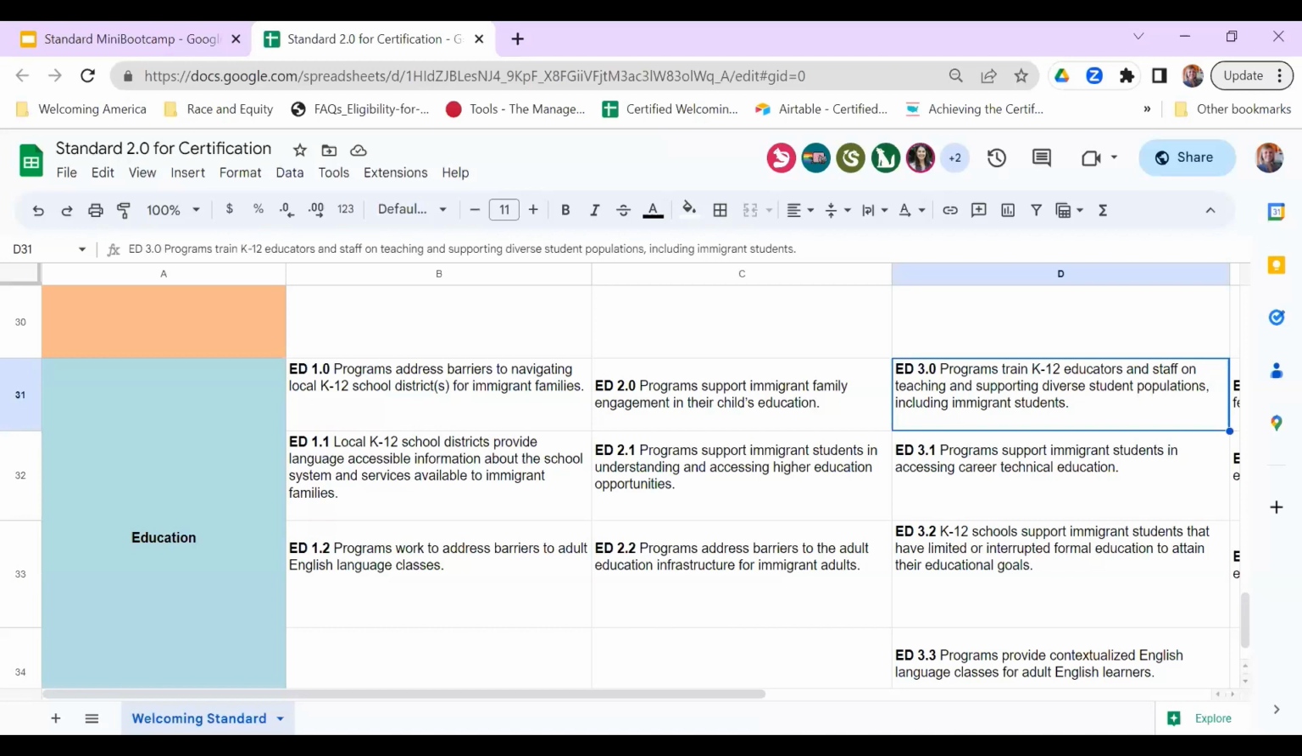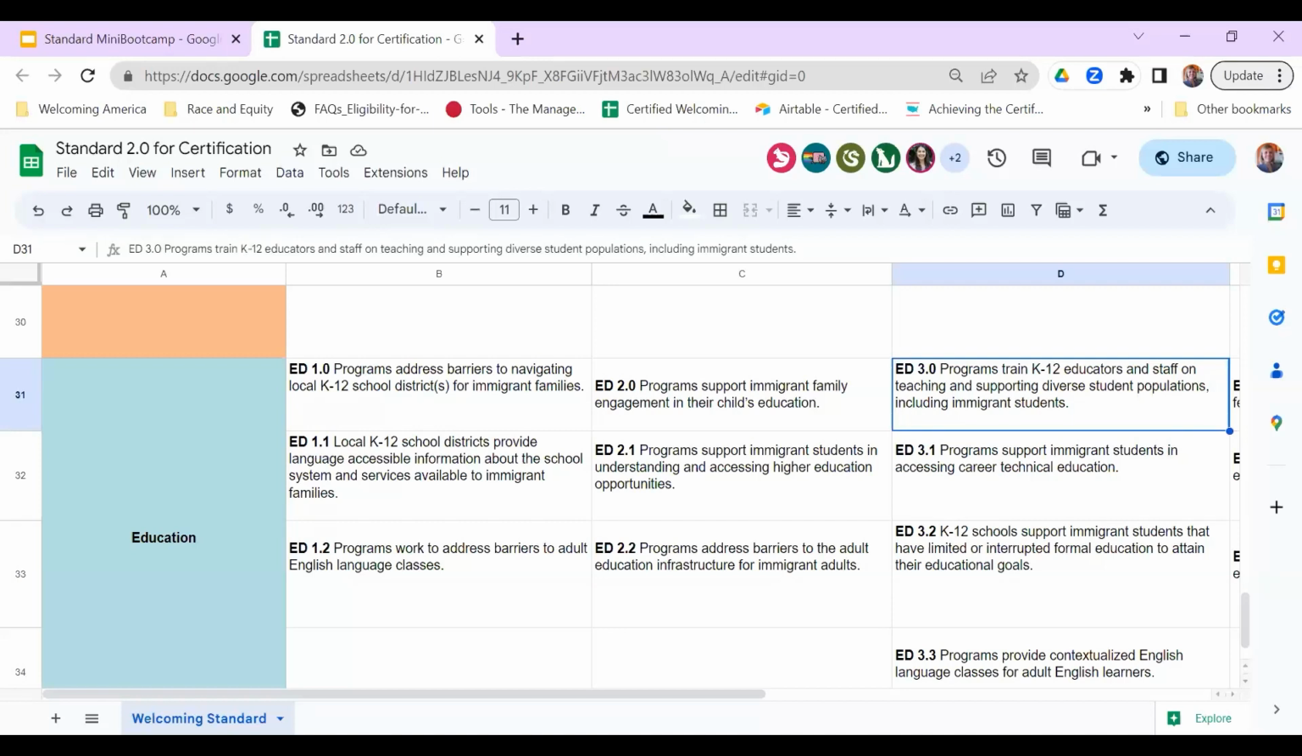I do want to lift up one example. I can't remember the locality where it was from, but they actually provided some training to school bus drivers and cafeteria workers as well, which I thought was a really nice touch on recognizing all of the different staff that interact and touch on different immigrant students throughout their school day.